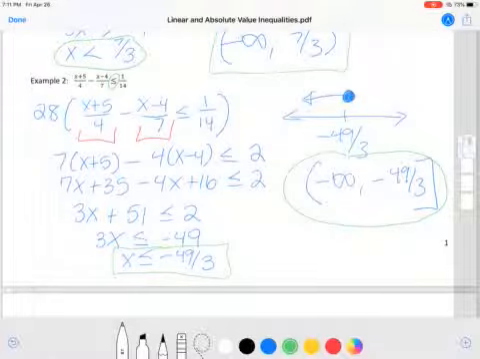So if I pick anything on that interval and I plug it back into my original inequality, it should give me a true statement, such as 7 is less than 10, or something like that where you know it's true. If I plug in something greater than negative 49 over 3, then it's going to give me a false statement when I plug it back into my original inequality, such as 10 is less than 8. Then you know something's not right, and that's not part of your solution set.